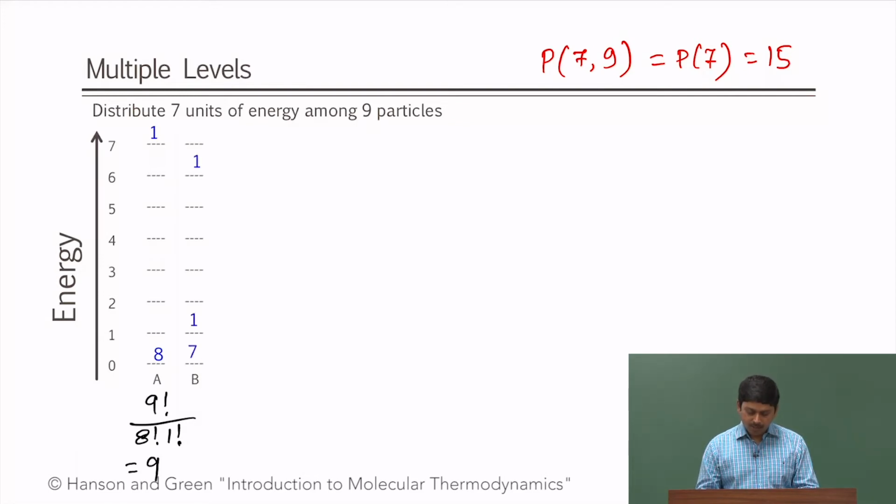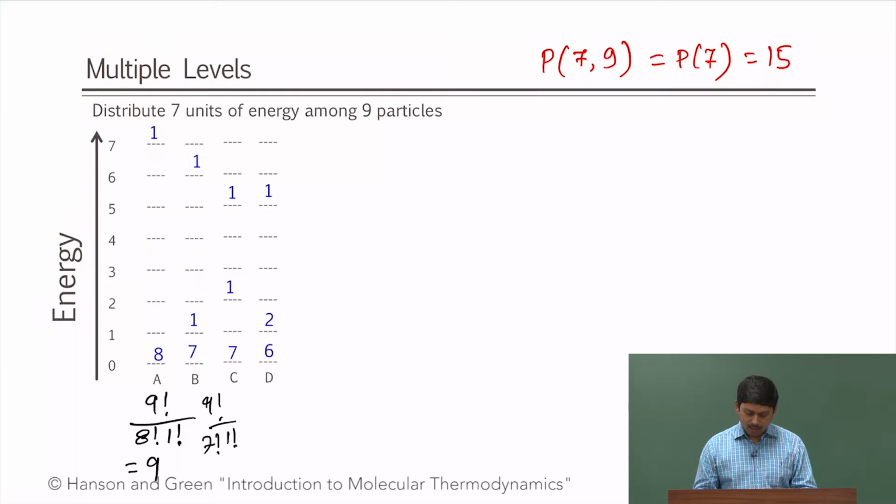Now, let us go to the second one, in which I have brought down the energy of one particle by one level. Similarly, I have to pull up one particle to the next level. So now it has become 7, 1, 1. How many possibilities will there be in this case? 9 factorial by 7 factorial and 1 factorial. Now, go to the third distribution. I bring this one down by one more step, and automatically I have to pull this one up by one more level. So again that is 7, 1, 1, and it will have the same number of microstates.